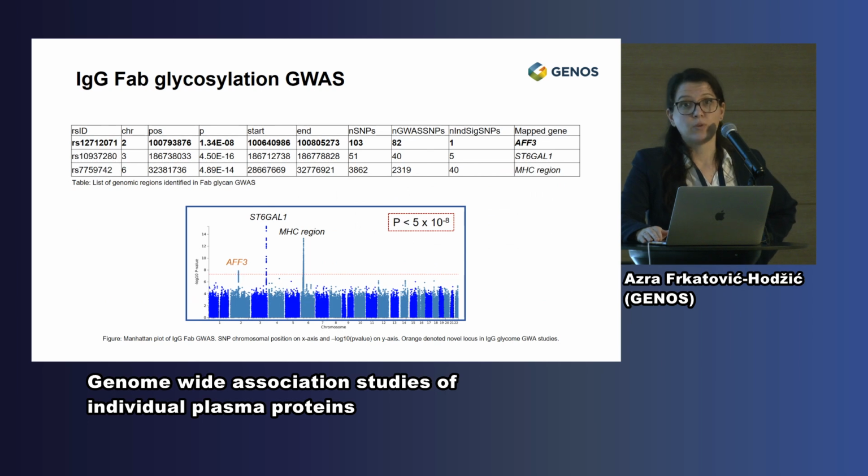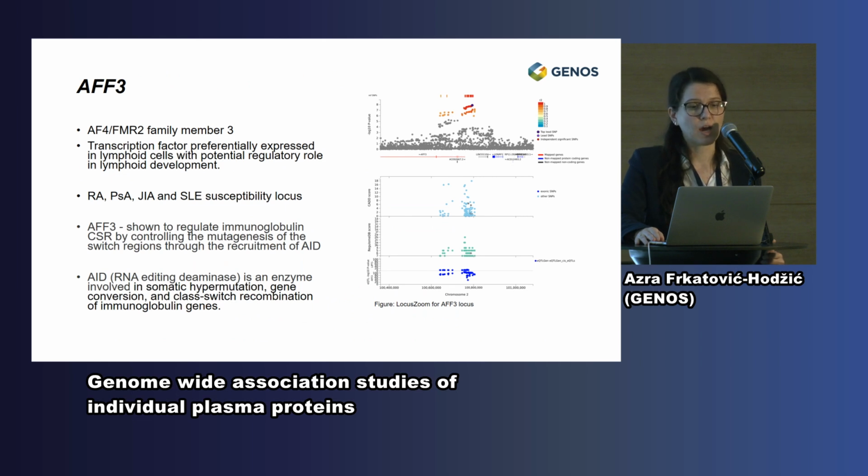With these 9,000 samples, we only get three genomic regions, but this is also expected because we don't necessarily expect a large and wide genetic control of the levels of FAB glycosylation in the variable part of IgG. What we see here is the association with ST6GAL1, which is expected, as it is mostly CL-related structures, and then the association on chromosome 6 with the HLA region, which we know is important for fine-tuning the adaptive immune system. What was interesting and novel for us is the association on chromosome 2 in the AFF3 gene. This is a transcription factor preferentially expressed in lymphoid cells with a potential regulatory role in lymphoid development. These same variants were previously associated with susceptibility to many autoimmune diseases.